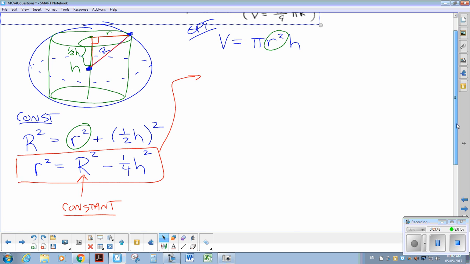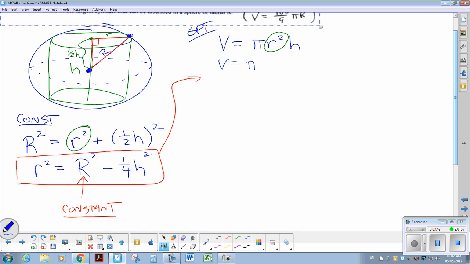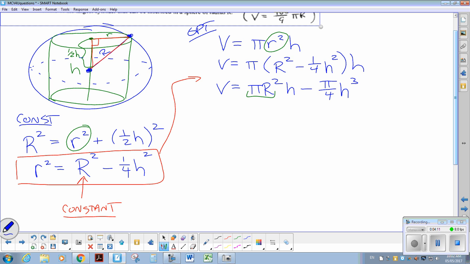So when I make the substitution into the optimization formula, I get pi, replacing r squared, I get capital R squared, which is just a constant, minus 1/4 h squared, times h. The volume equals pi r squared. I'm going to put them together. Again, that's just a number times h minus pi by 4 h cubed. And the pi by 4 is just a number. So I just have power rule here. So if I take the derivative of volume with respect to the height of my cylinder, I end up with pi R squared minus 3 pi by 4 h squared.